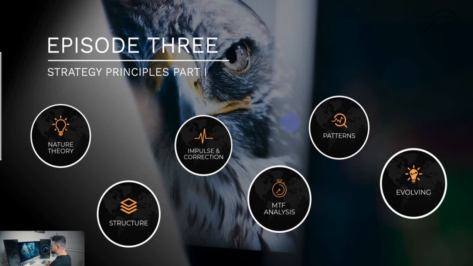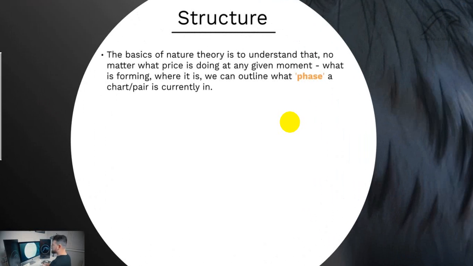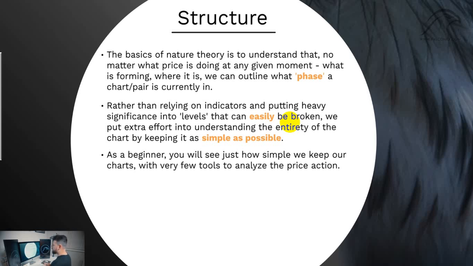Building on that, we move on to structure. So what is structure and why is it important? Well, essentially, the basis of nature theory is to understand that no matter what price is doing at any given moment, what is forming, where it is, we can outline what phase a chart or pair is currently in. Rather than relying on indicators or putting heavy significance into levels that can easily be broken, we put extra effort into understanding the entirety of the chart and keeping it as simple as possible.